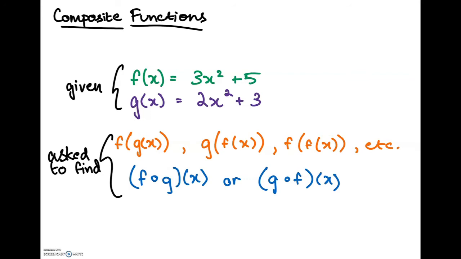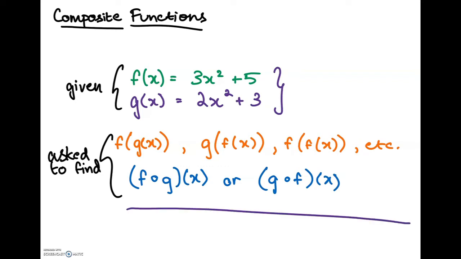Hey everyone, today we're going to be talking about composite functions. So composite functions are basically any two given functions and you're asked to find the composite of them. So let's say we're given two functions, f of x equals 3x squared plus 5 and g of x equals 2x squared plus 3.